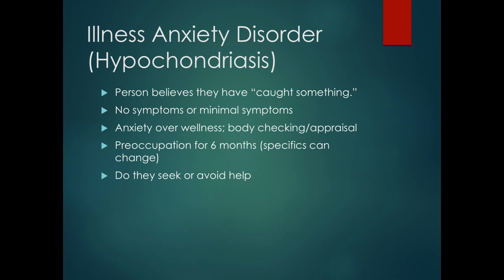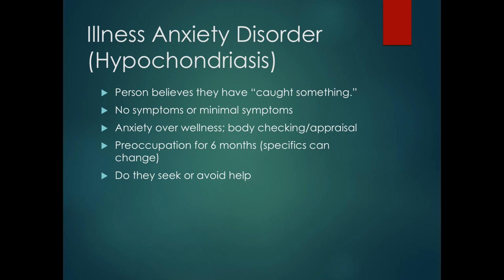Lots of anxiety over health and wellness. Lots of body checking and appraisal, meaning I'm looking at my body all the time. I know the location of every freckle, of every mole, of every blemish or mark on my body. And if I see something that maybe I didn't notice or it just looks different, then I'm hyper-focused on it, right? I don't remember that freckle being there. What is this? And there's preoccupation for 6 months. They don't have to focus on any specific one ailment or part of their body for the 6 months. It's just preoccupation with there's something wrong for 6 months.